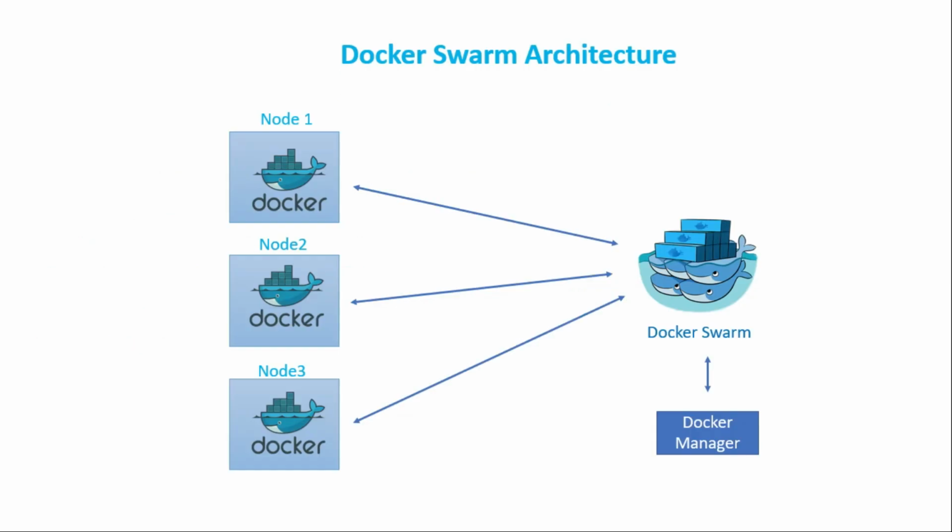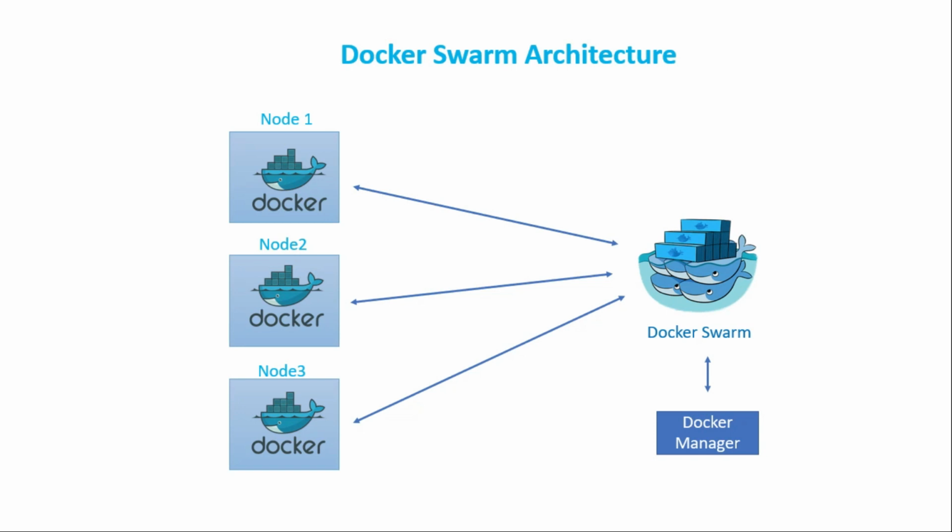So what is Docker Swarm architecture? We have one Docker Swarm which is used to manage multiple nodes, Docker engines and containers. If you have one, two or three Docker containers, you can manage them easily. But if we have 1,500 Docker containers in each node, how can we manage? In that case, we use Docker Swarm. Docker Swarm is a Docker manager which manages all the Docker engines and containers.